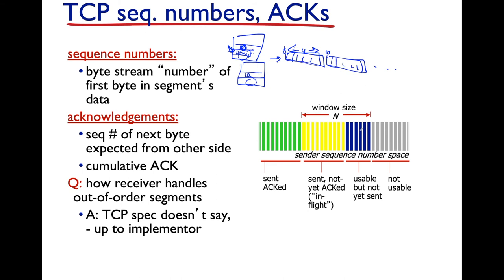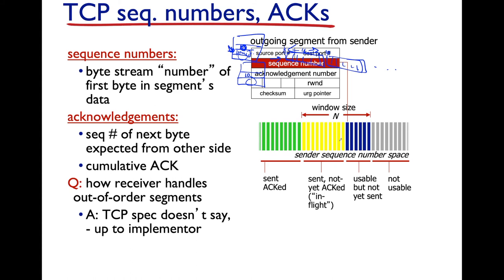And so the acknowledgement numbers in TCP represent the sequence number of the next byte that you're expecting to get from the communicating endpoint on the other side. And in TCP, it does cumulative ACKs. And so an ACK of 10 means that bytes 0 through 9 have been successfully received and delivered. And how the receiver in TCP handles the out-of-order segments is completely up to the implementer, because the TCP spec leaves this to the implementer. There's no one standard for how to do that.